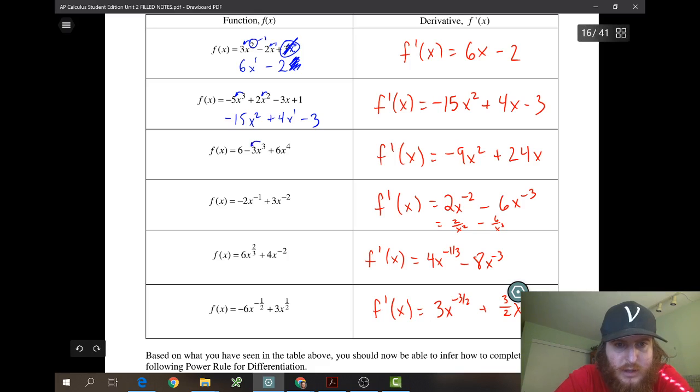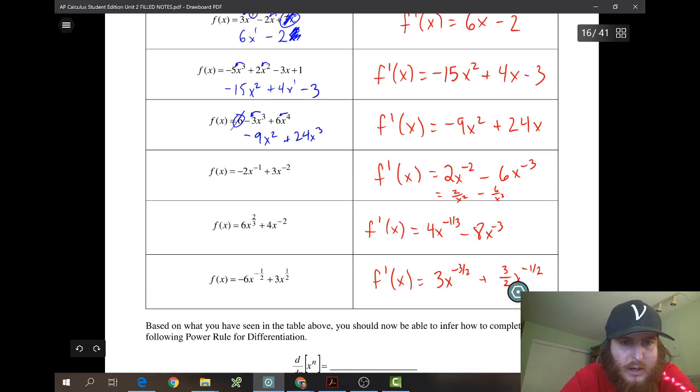Here, same thing, the 6, the derivative, that's going to go to 0. So negative 9x squared plus 24x cubed, right? We're multiplying down, subtracting off 1. Here, same process, negative 1 times negative 2 is positive 2.